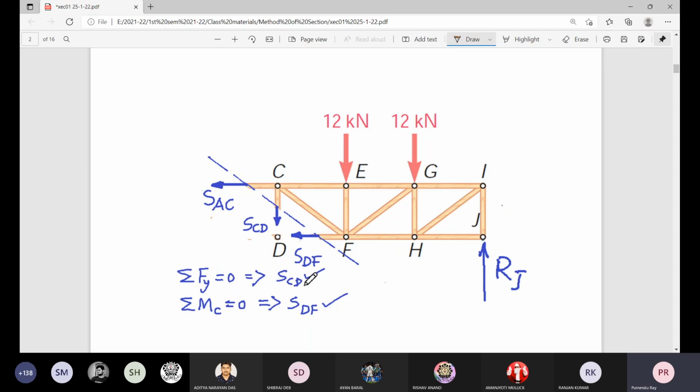Now I am not writing down that detailed equation for this equilibrium equation, sigma Fy equals 0. Sigma Fy equals 0. क्या मिलेगा आपको?